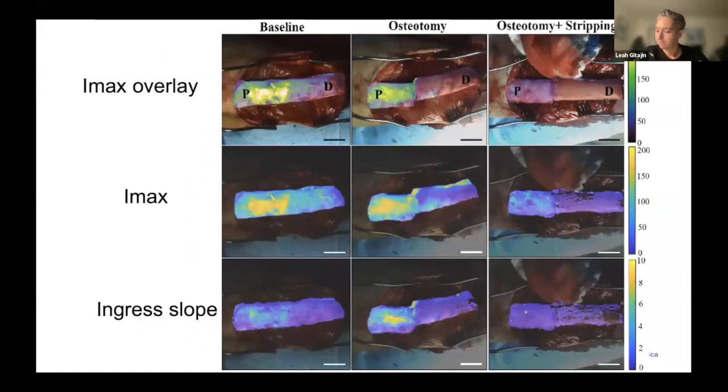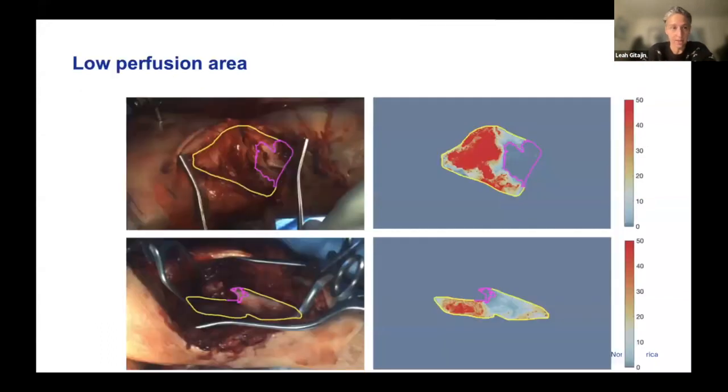And this is some of the image maps that you can see in the operating room. This top one is an IMAX overlay, so maximum intensity overlaid over the white light image. This is just maximum intensity, and this is ingress slope. We can show all of these different parameters on a heat map in the operating room. And you can imagine a universe where, if we understood the quantitative relevance of this better, it could really help us do a better job debriding.